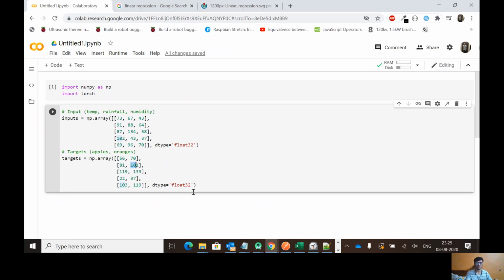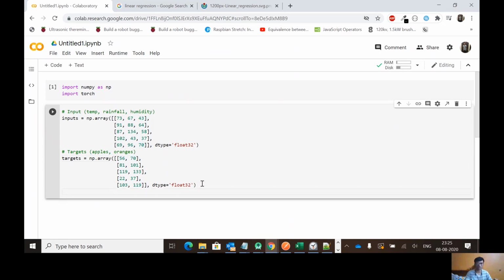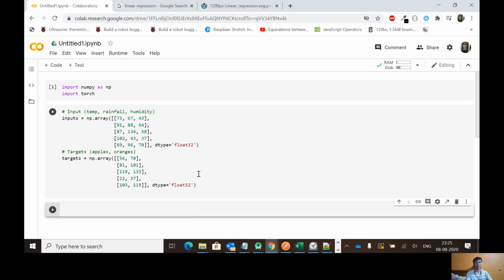So we are given, let's say, this data set. Now, what we want is, when I give a particular input, let's say 50, 60, 70, how many apples and how many oranges will be produced? I want that. So how do you calculate that? We'll be teaching you that.